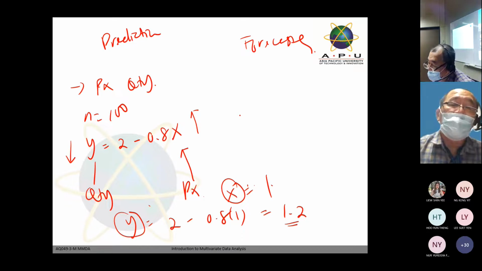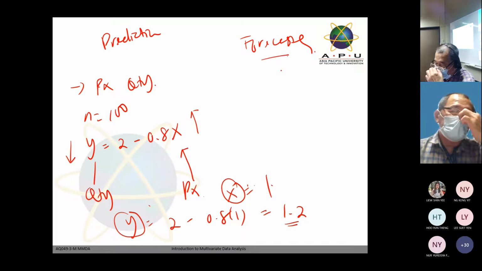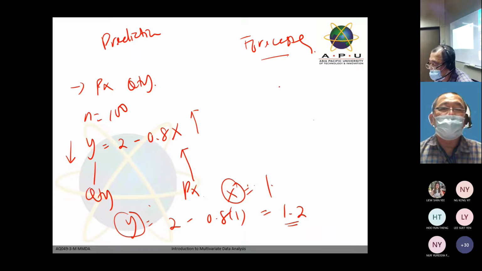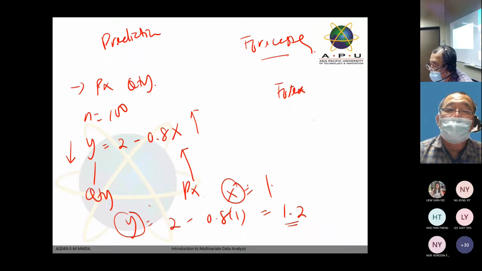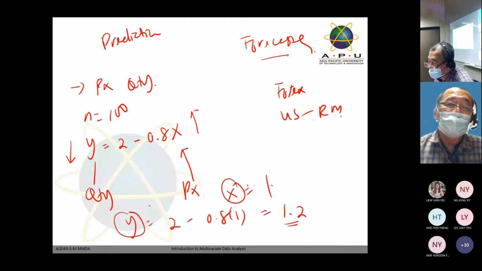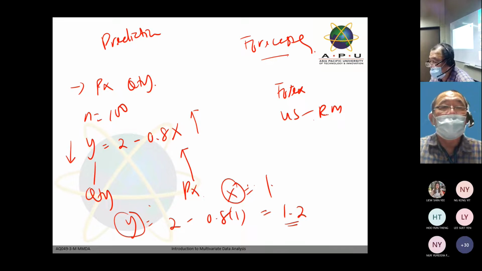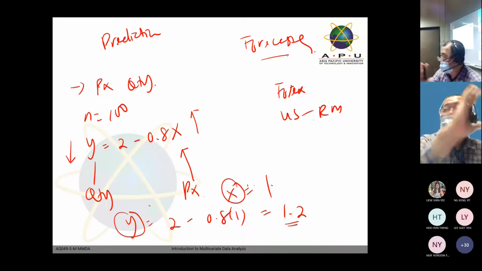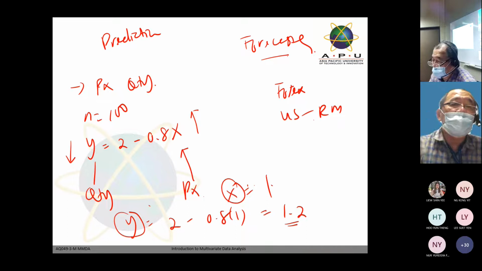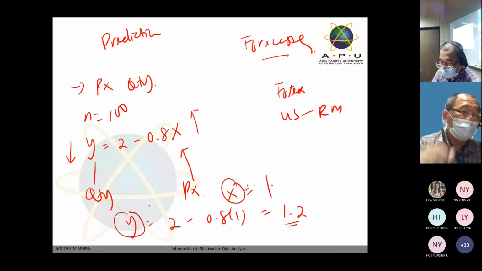Now you see, for forecasting, you must forecast for the future. For example, even tomorrow is also the future. Let's say you want to forecast the forex between the US dollar and the ringgit Malaysia. Even if it is tomorrow, it is still considered forecasting. You can see there's a difference between prediction and forecasting.